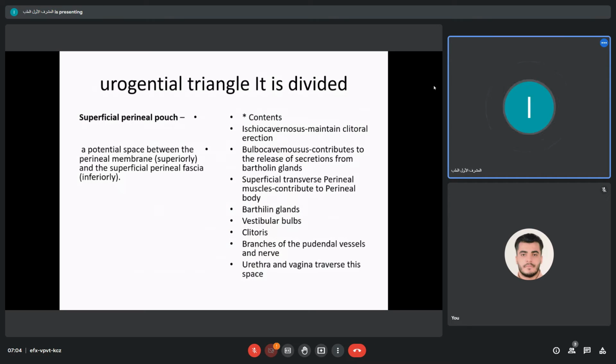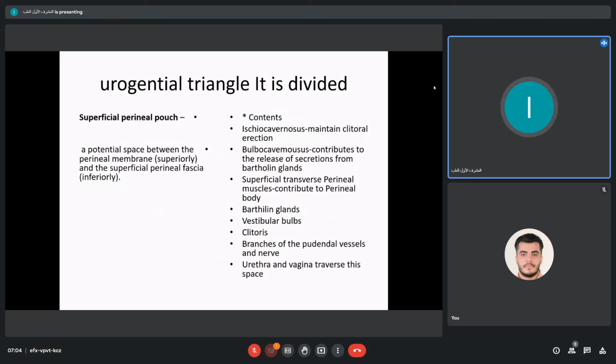First, the ischiocavernosus, which maintains the clitoral erection. Second, the bulbospongiosus, which contributes to the release of the secretion from the Bartholin glands. Third, the superficial transverse perineal muscle, which contributes to the perineal body.